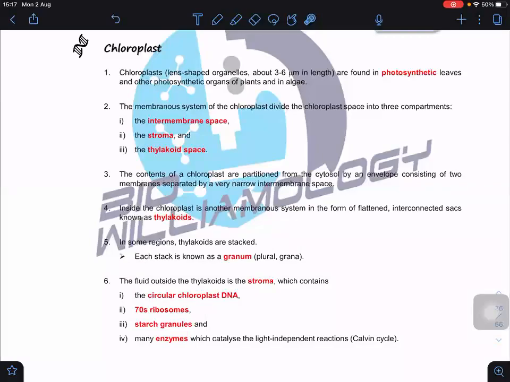So the organelle that we're going to learn now is the chloroplast. Chloroplasts are organelles that can be found in plant cells. Now, be careful, not all the leaf cells, only the cells that carry out photosynthesis. So we call these photosynthetic leaf cells. Some other photosynthetic organs of plants, and also algae that carry out photosynthesis, have them too.